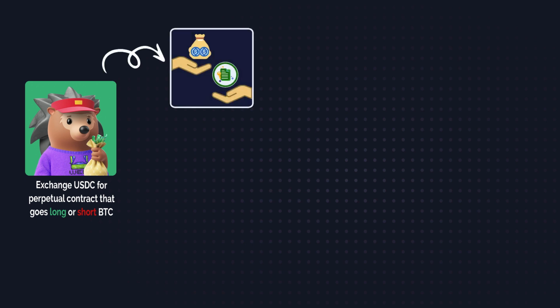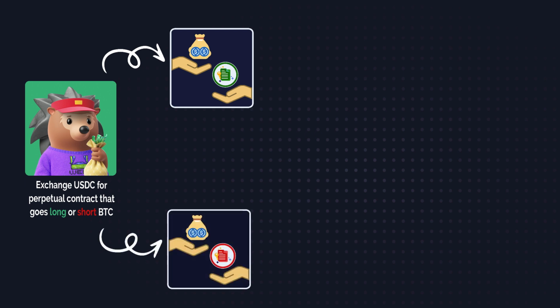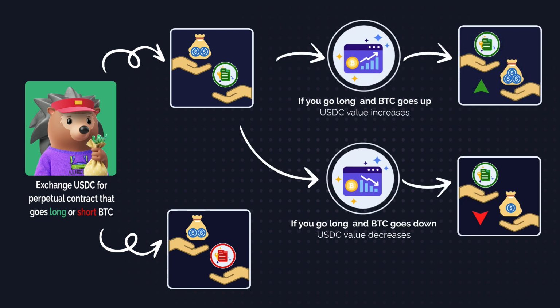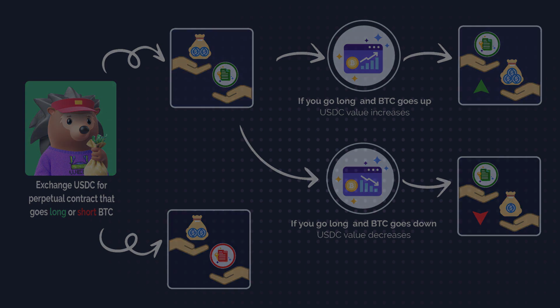If you expect the value of an asset to go up, you buy a perpetual contract to go long, and if you expect it to fall, you buy a short contract. Your profit, or your loss, will depend on the outcome of your prediction. In other words, you can speculate on a cryptocurrency's price rather than buying the underlying asset itself.